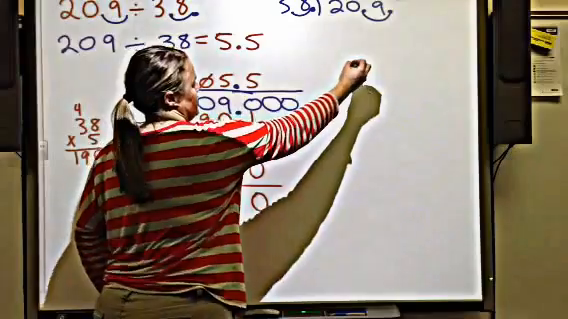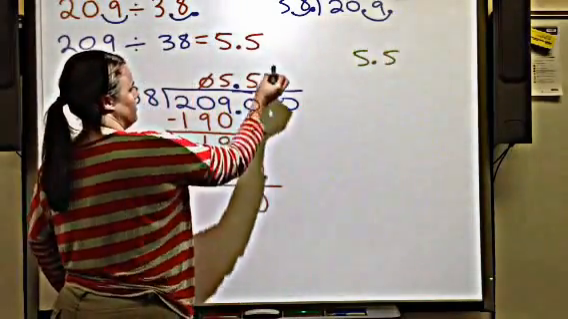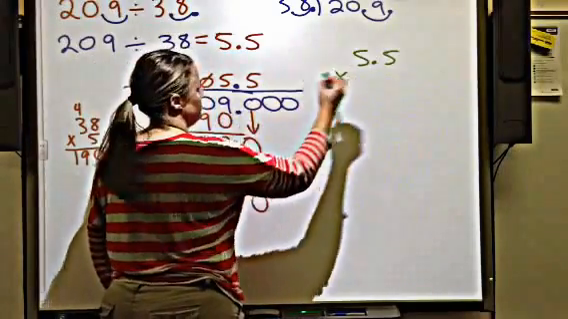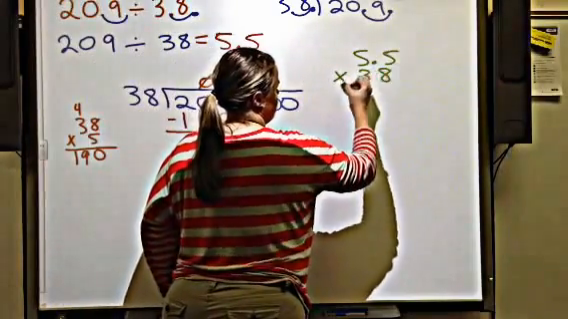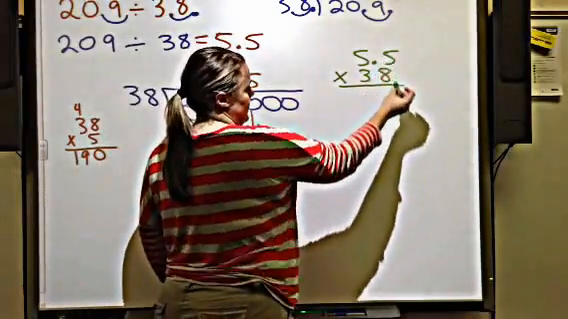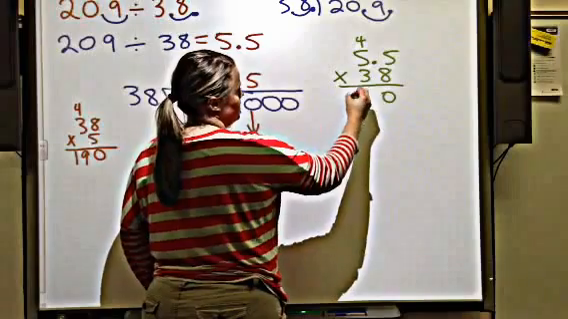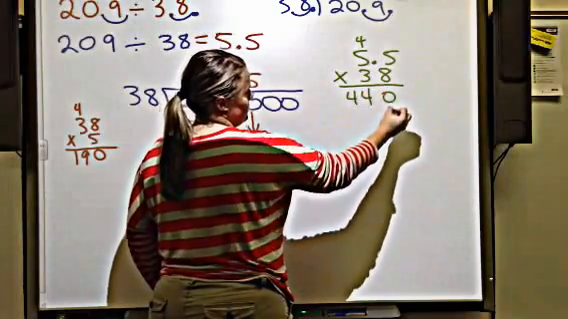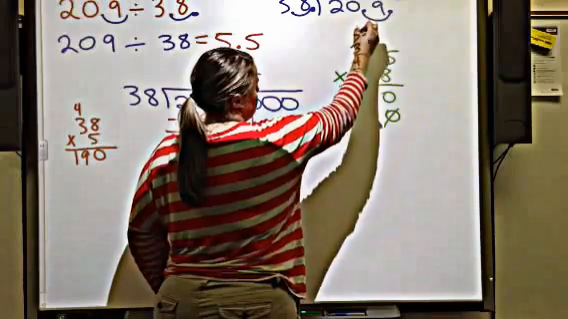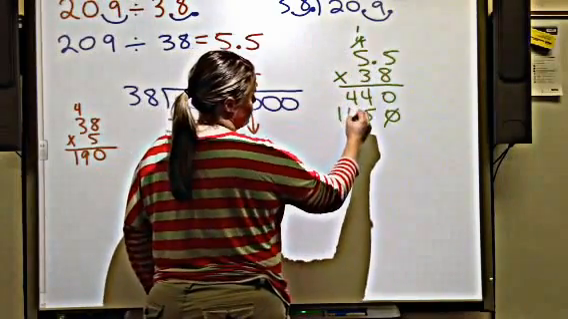So I'm going to go over here, do 5.5, my quotient, times my divisor, 38. We'll do a quick lesson on multiplying decimals while we're at it. 8 times 5 is 40. 4 more is 44. 3 times 5 is 15, and 1 more, 16.